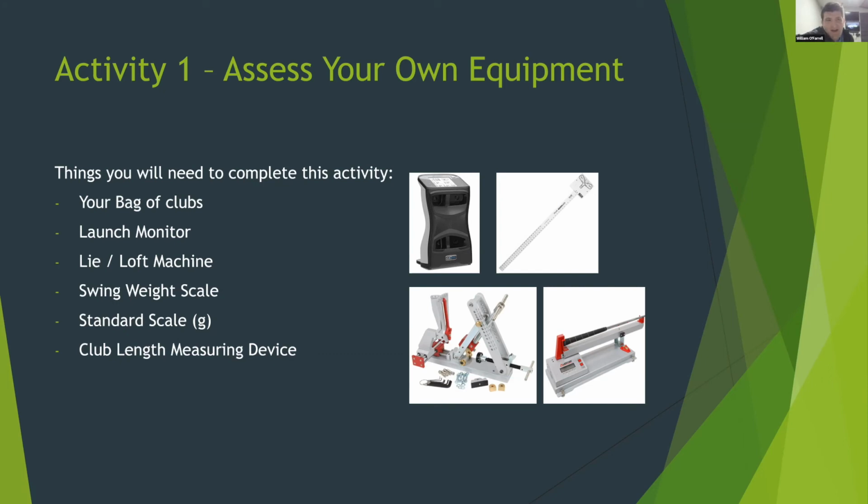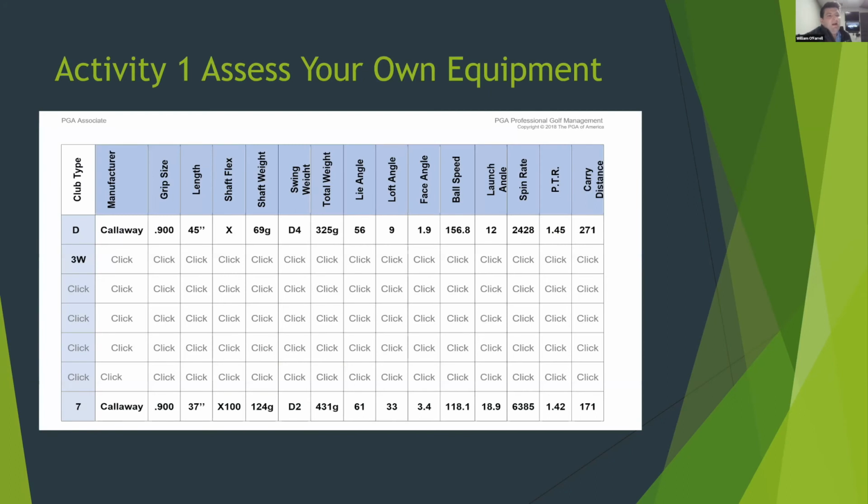So when we're looking at activity 1, I'll go back to that screen here. This is basically mine. I took off some of the data so you guys didn't see all of it, but basically we're looking for what club type you have, what's the manufacturer, what size grip you have, the length of the club, flex of the club, what the shaft weight is, what the swing weight is, the total weight is, lie angle, and you'll see as we go through, really the numbers that you're going to get from the launch monitor are as we go down.